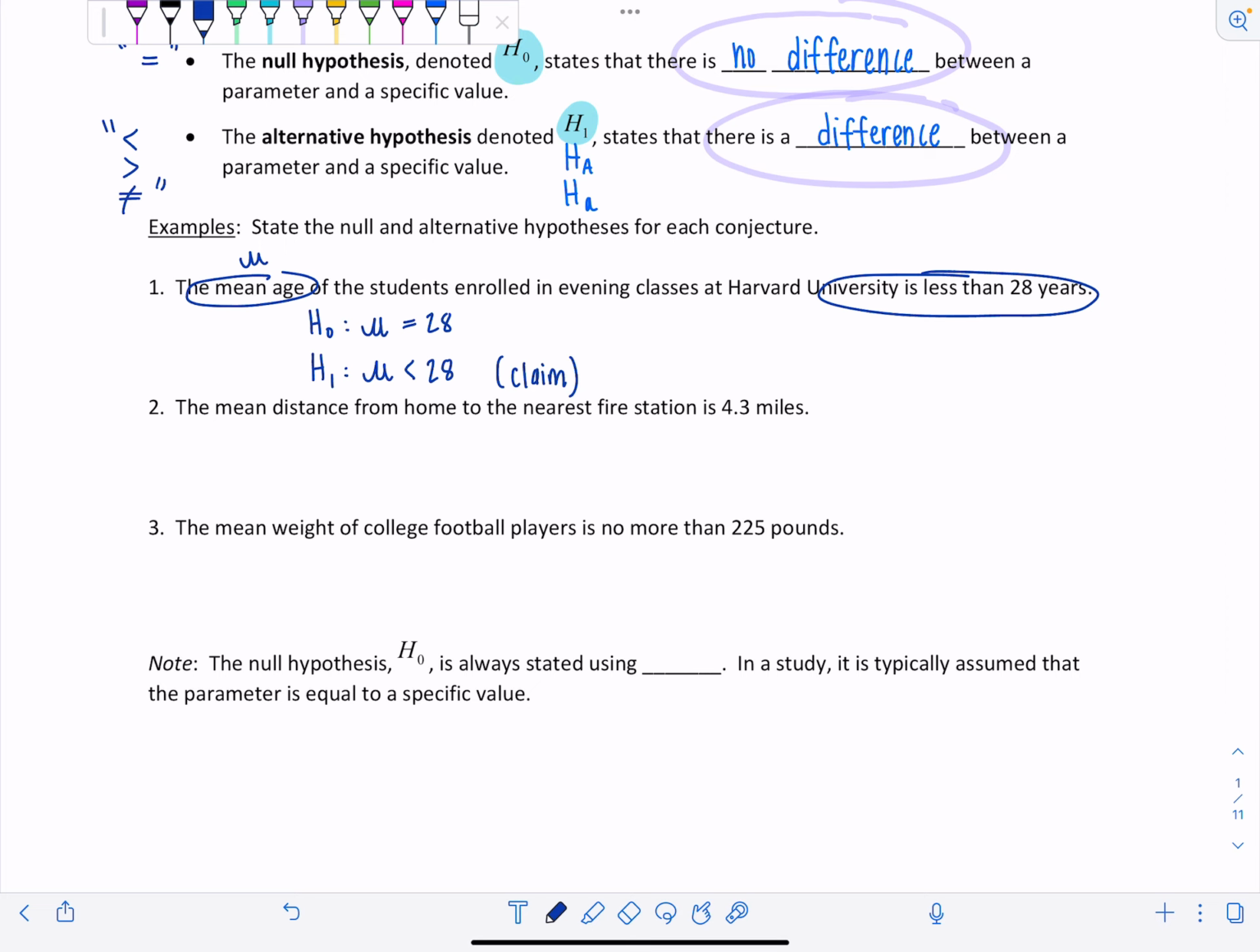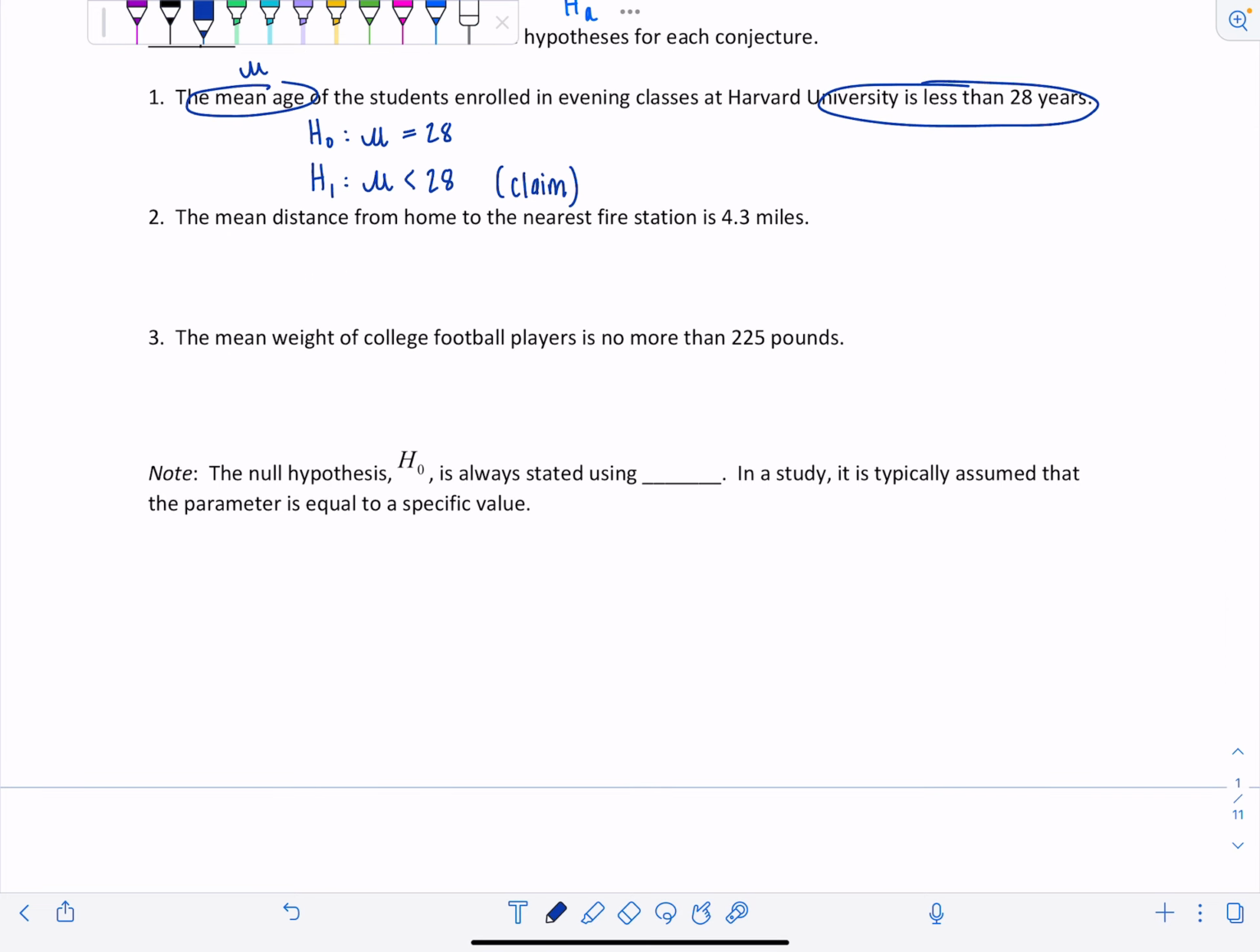Okay, let's try another one. The mean distance from home to the nearest fire station is 4.3 miles. So the mean, mu, equals 4.3. That would have to be our null hypothesis. Remember, we use equality for the null. So how would you set up an alternative?